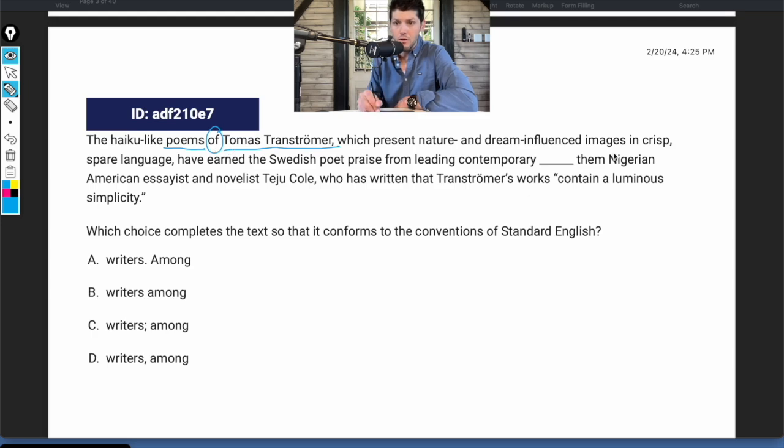The same thing about in. In is connecting images to crisp, spare language, right? So this preposition links these ideas, and we wouldn't want to break them up, right? So one more, from. Praise from leading contemporary writers. Okay, so what we're doing is we're linking the idea of praise and leading contemporary writers. We don't want to break those ideas up because from is connecting them.